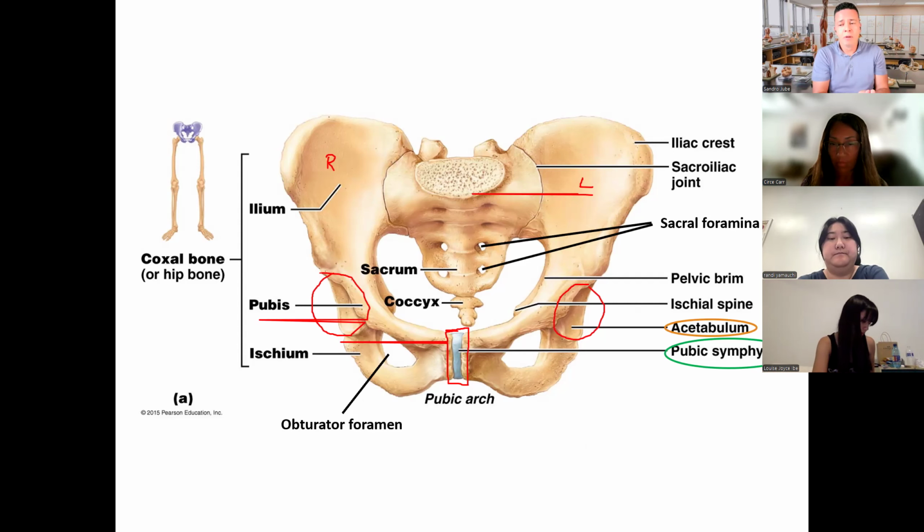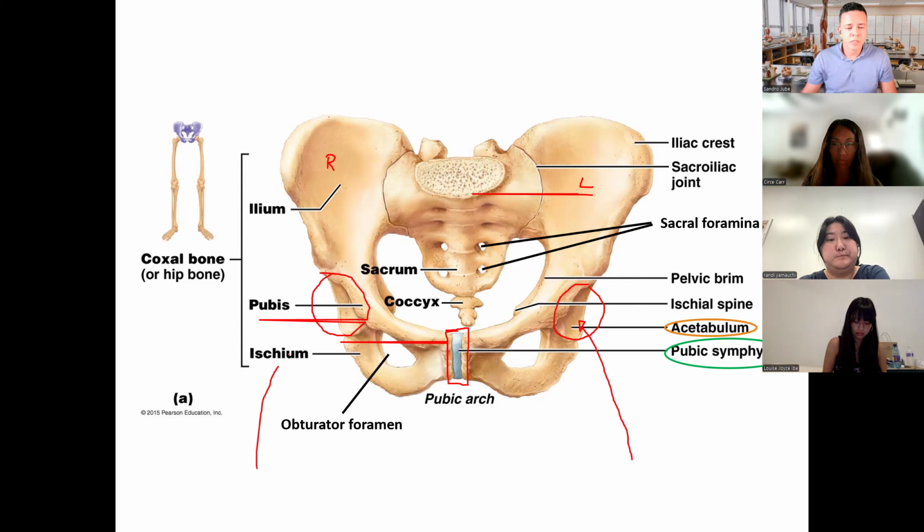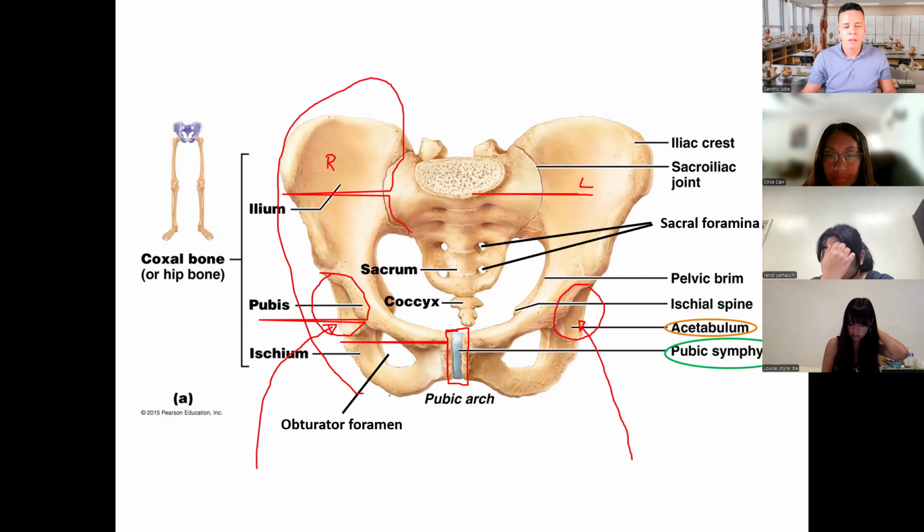So the acetabulum is a marking of the hip bone. If I was pointing to this marking right here, this would be acetabulum, left hip. If I was pointing to this one right here, this would be acetabulum, right hip. Okay, it does not belong just to the pubis. It does not belong just to the ischium. It does not belong just to the ilium. It belongs to the hip. And this entire bone right here, that's a hip bone. That's the right hip bone. And here we have the left hip bone.